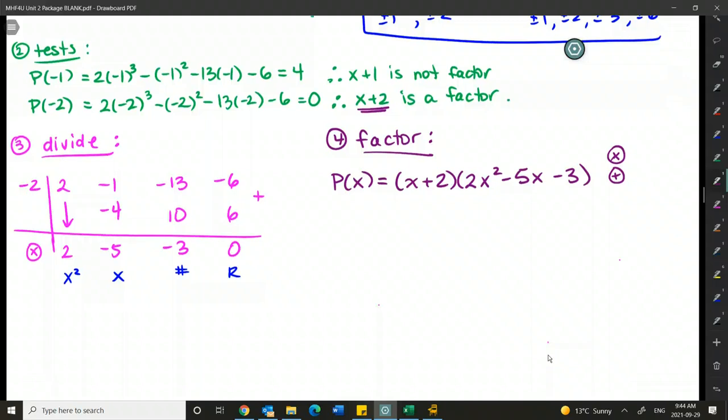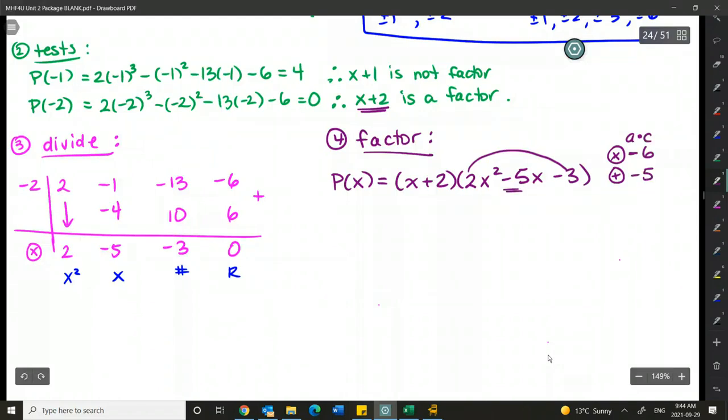Kenzie? So negative 3 times 2, right? Okay, so I do a times c, so it needs to multiply to a times c, which is negative 6, and then it will still add to the same thing, so it adds to the middle term. So what are our numbers?